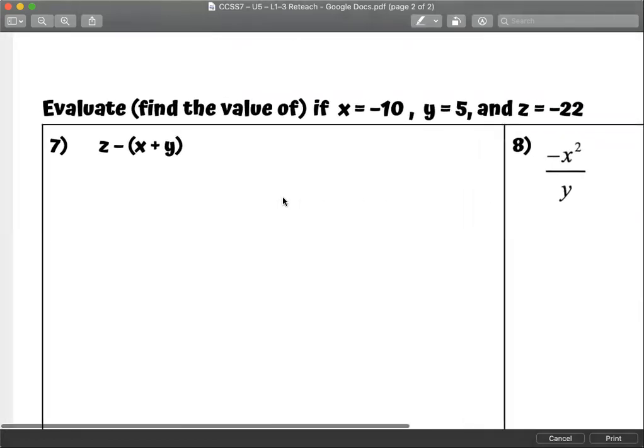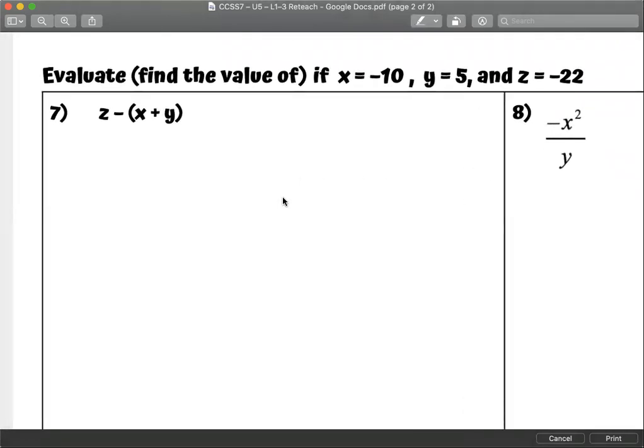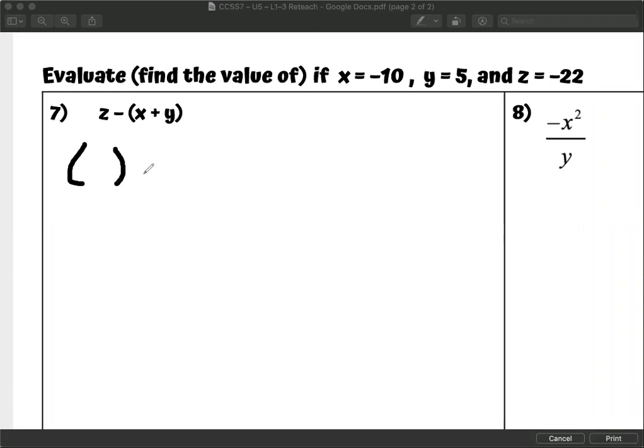Let's do 2 more before moving on to our last thing, which is writing expressions. So we've got z minus, and then in parentheses, x plus y. Let's write in. We're going to have to put z somewhere minus our x value plus our y value.